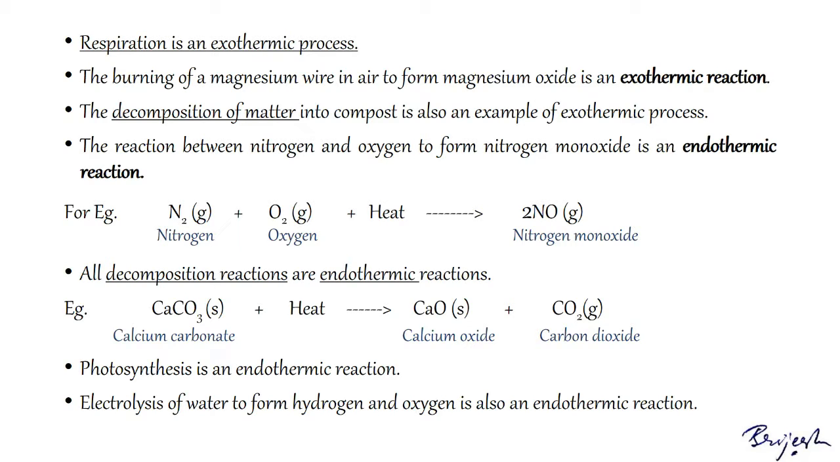Now consider the example that when nitrogen and oxygen are heated to a very high temperature, about 3000 degrees centigrade, they combine to form nitrogen monoxide and a lot of heat is absorbed in this reaction. That is N2 plus O2 plus heat gives nitrogen monoxide.